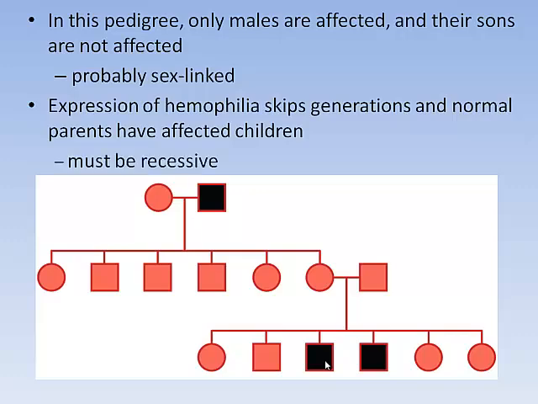Right? Another way you can tell it's recessive is here we have two normal parents who have affected offspring. The only way that can happen is if the gene that's causing this problem is recessive. If it was dominant, then every individual that had that allele would have the problem. If these two individuals don't have the problem, but they have offspring that do have the problem, then they must have passed on recessive genes to cause the problem.